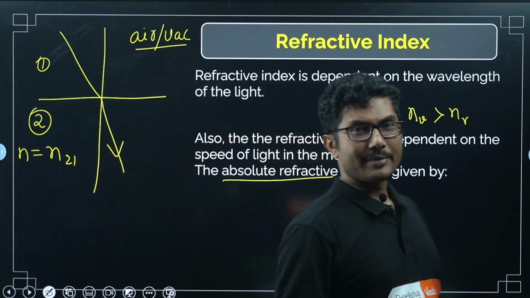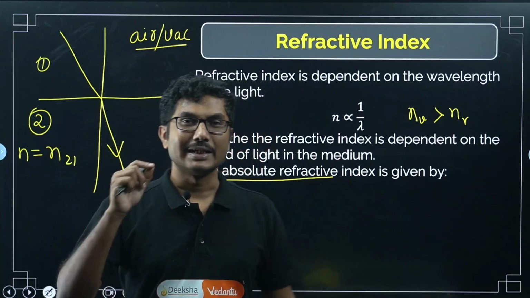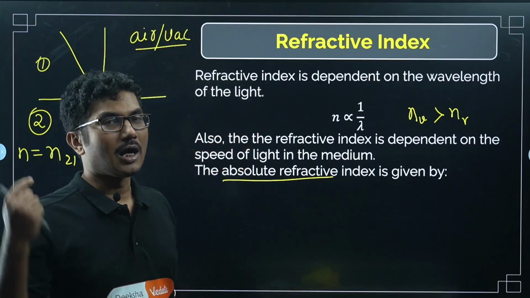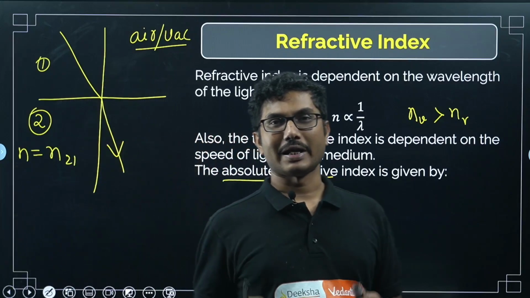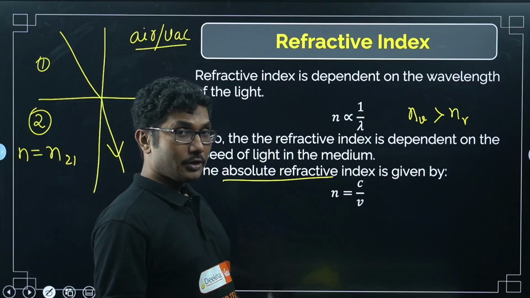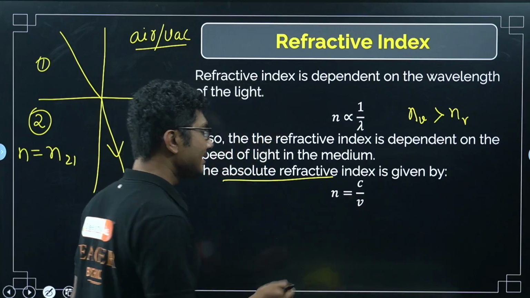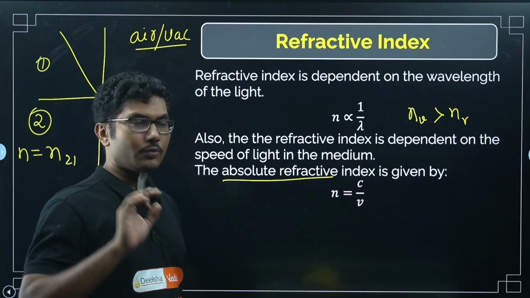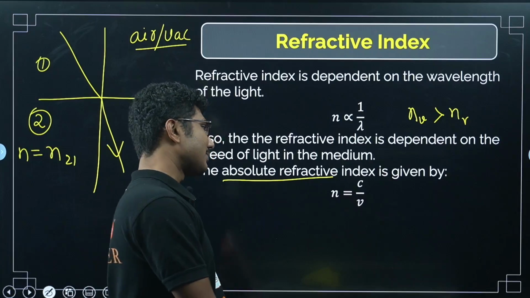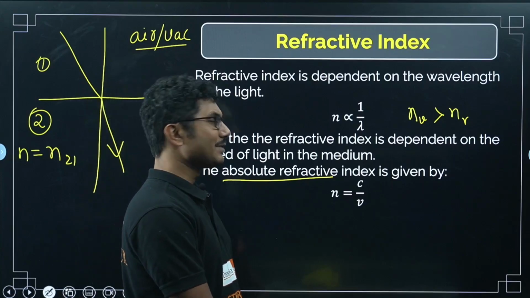Most of the time, n has a suffix with the name of the medium. For example, if the second medium is glass, we will use n_g. If the second medium is water, we will use n_w. This is how we represent and write refractive index. Clear? Now the absolute refractive index of a medium is given by c by v. c is the speed of light in vacuum. Also, for common purposes, we consider the speed of light in air to be c as well. That's why this is with respect to air or vacuum. So n is basically c by v.